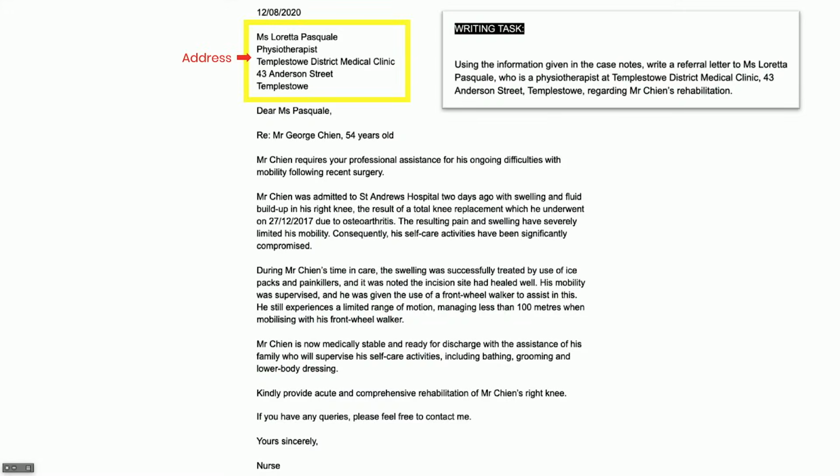Okay, let's look at the next part. So this is the address. And here it says Ms. Loretta Pasquale, physiotherapist, Templestowe District Medical Clinic, 43 Anderson Street, Templestowe. This is taken directly from the writing task, including the recipient's name, their title, and the precise address of their clinic or their hospital or whatever it is. You should not screw up. Okay, this you take directly from the task and write it precisely, exactly as it is written in the task on your test paper on test day, okay?